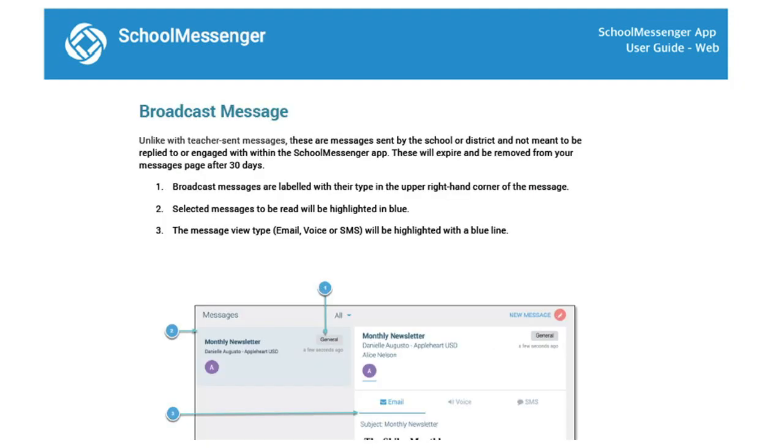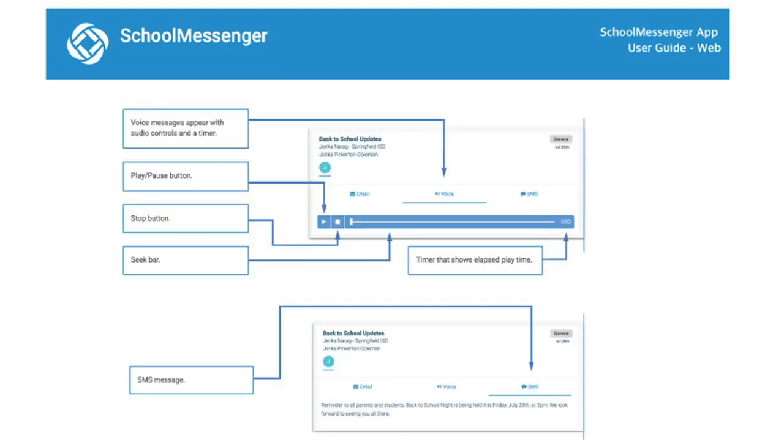The broadcast messages, unlike the teacher-sent messages, are sent by the school or the district and not meant to be replied to or engaged with within the School Messenger app. Broadcast messages are labeled with their type in the upper right-hand corner of the message. Voice messages appear with audio controls and a timer, a play button and a stop button, and a seek bar. Text messages, or SMS messages, appear as exactly that. Text communication with reminders or general announcements.